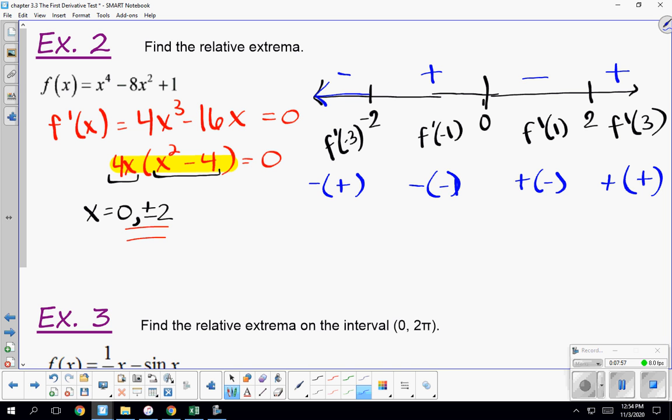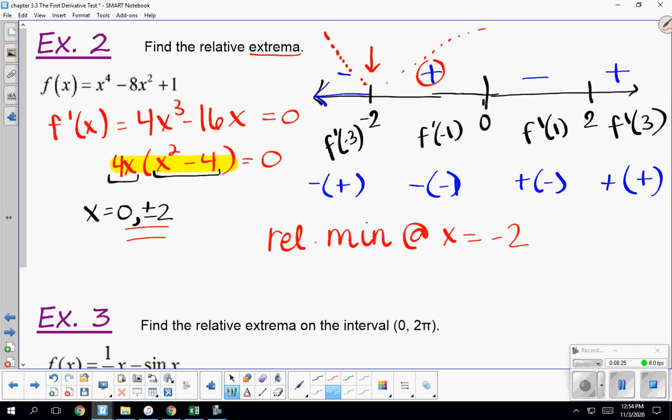So here it wants me to find extrema, which means find the max and the min. So if I know everywhere before -2, I'm decreasing. And then everywhere in this interval, I'm increasing. Do you see right here at -2, I have created a relative minimum. I don't care how low it is, I just care that it's lower than everything around it. So I have a relative minimum when x equals -2. If I wanted to find the value, I would plug it in and get my ordered pair.